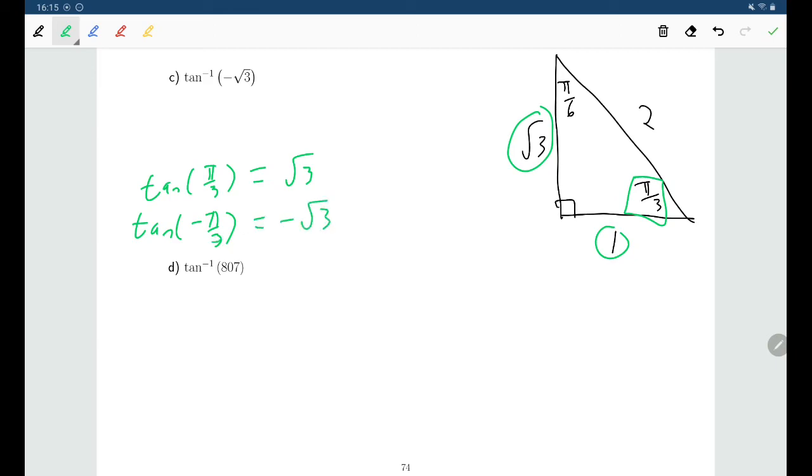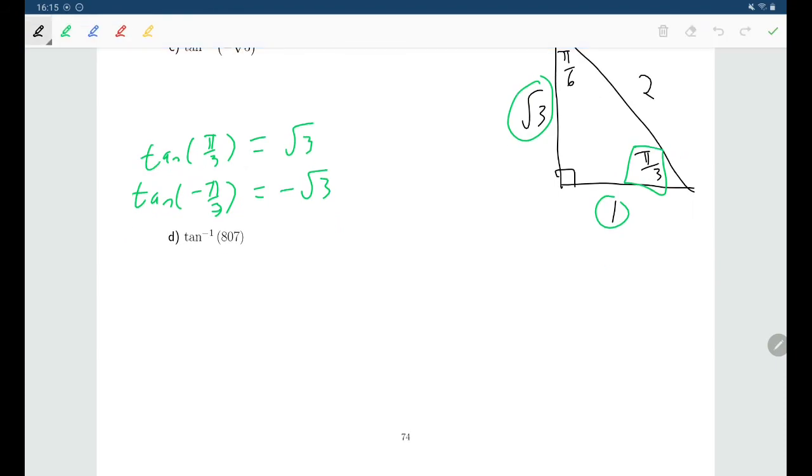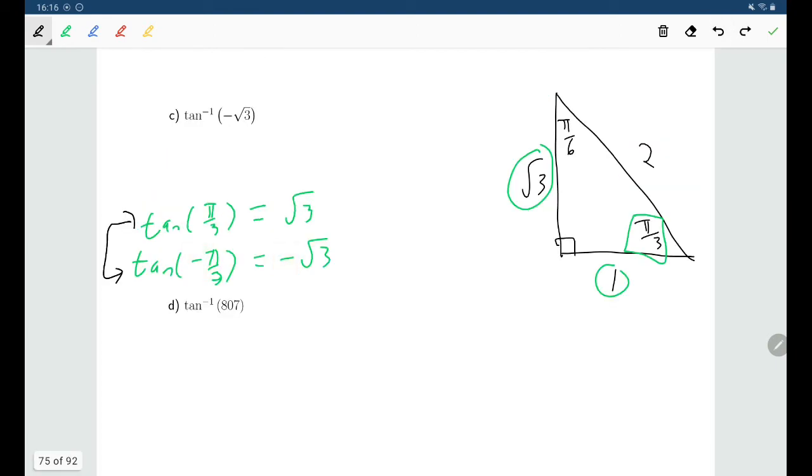The reason, of course, why you could think about this relationship, you could think about it in terms of quadrants, or you could think about it in terms of tangent being an odd function. Tangent of pi/3 is positive √3, so tangent of -pi/3 is the opposite, negative of √3. Either way, once we've found that tangent of -60 degrees, of -pi/3, is -√3, then tangent inverse of -√3 is -pi/3, -60 degrees.